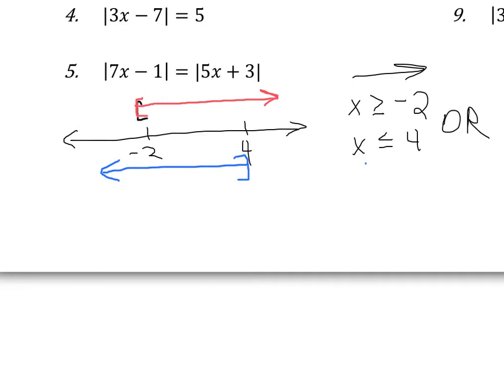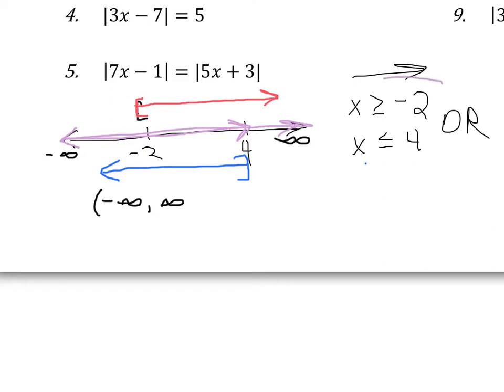When it says or, it means that the solution includes everything in the red as well as everything in the blue. So that means since the blue goes to -infinity and the red goes to infinity, then the solution set includes everything from -infinity to infinity. And so the solution set is going to be what's in the purple, which is everything from -infinity to infinity, because that's what's included in both groups.